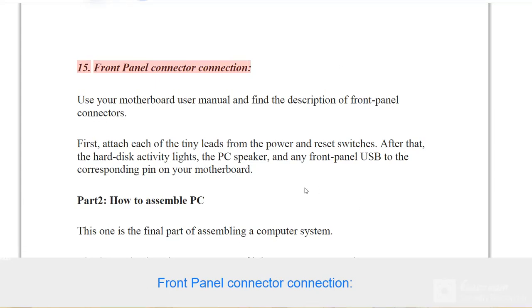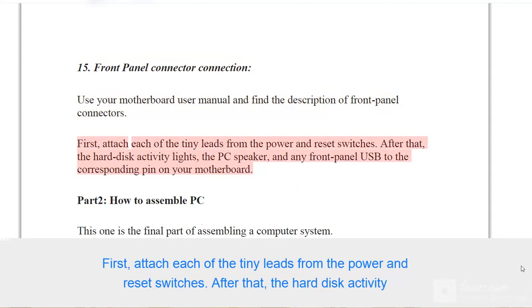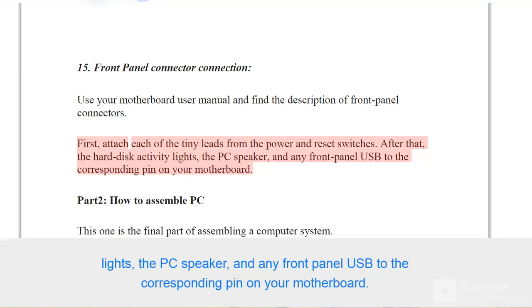Front panel connector connection. Use your motherboard user manual and find the description of front panel connectors. First, attach each of the tiny leads from the power and reset switches. After that, attach the hard disk activity lights, the PC speaker, and any front panel USB to the corresponding pins on your motherboard.